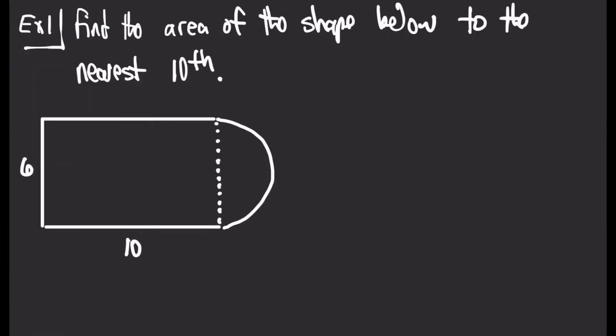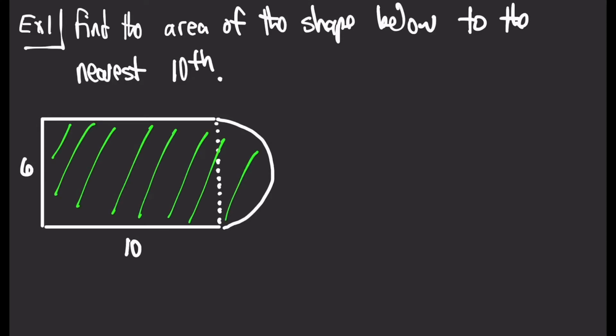So let's take a look at our first example. Find the area of the shape below to the nearest tenth. All right, well, I'm finding the area of the whole shape. I'm going to try and use some colors here. So the area of the whole shape is going to be this right here. Well, that's made up of two individual shapes. The first one I'll outline in blue is this rectangle right here. So I'm going to find the area of that first. Area of that rectangle is simply length times width. So that's going to be 6 times 10, which is 60.